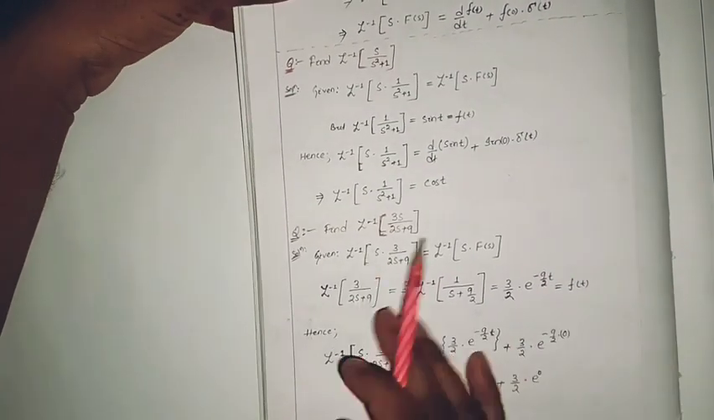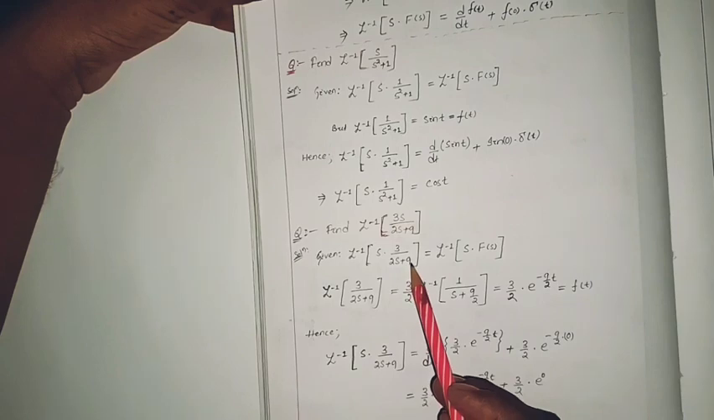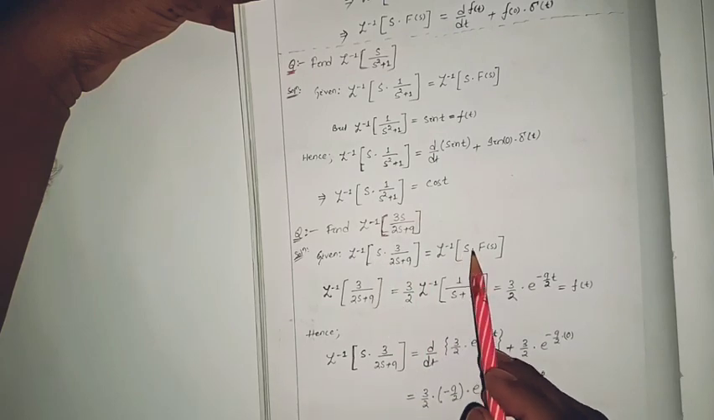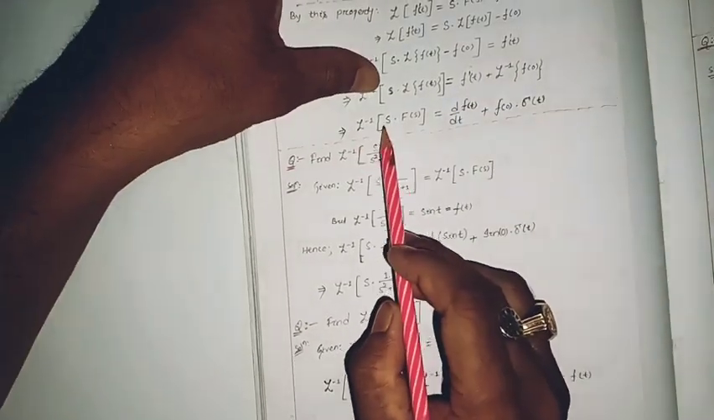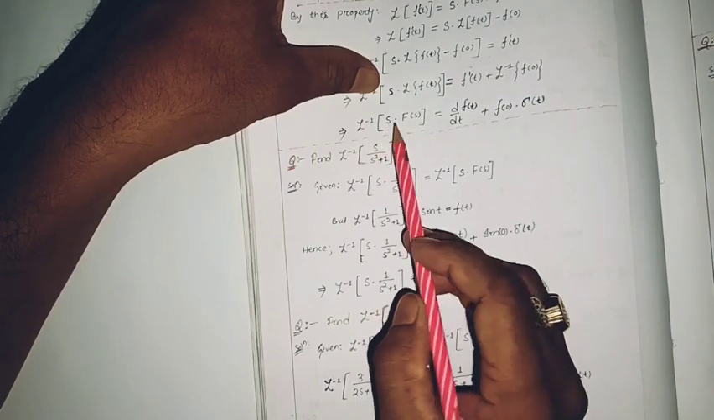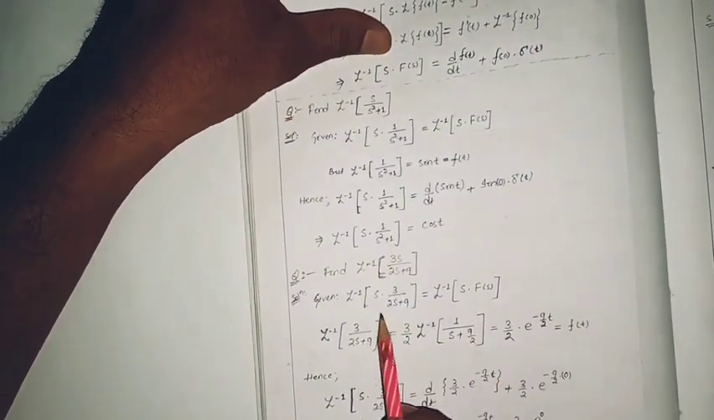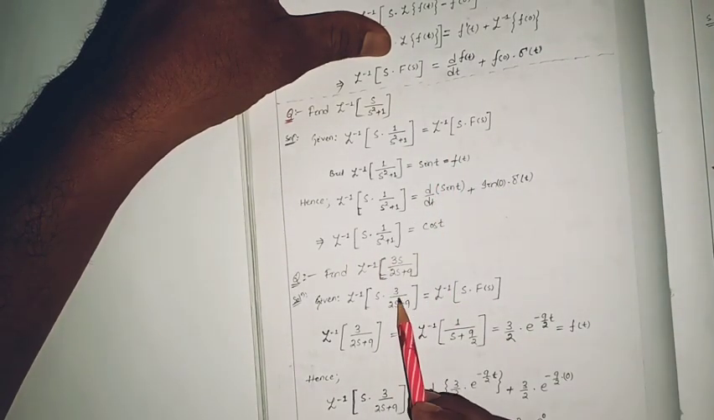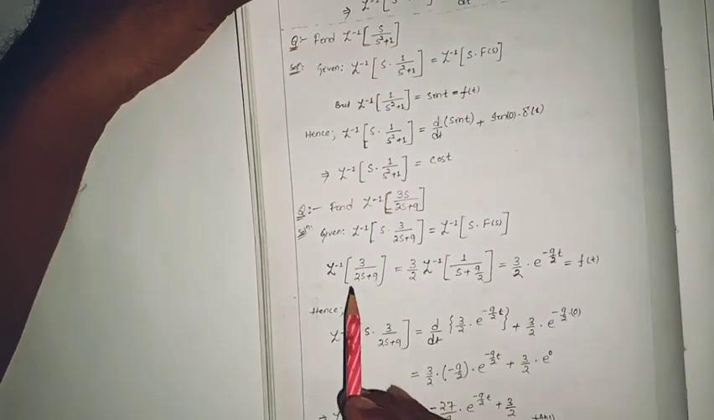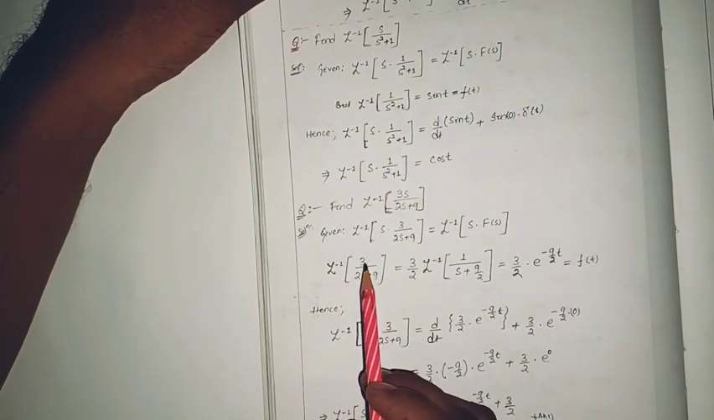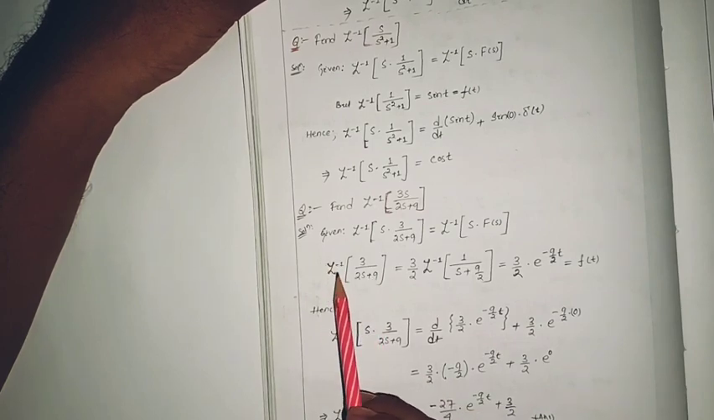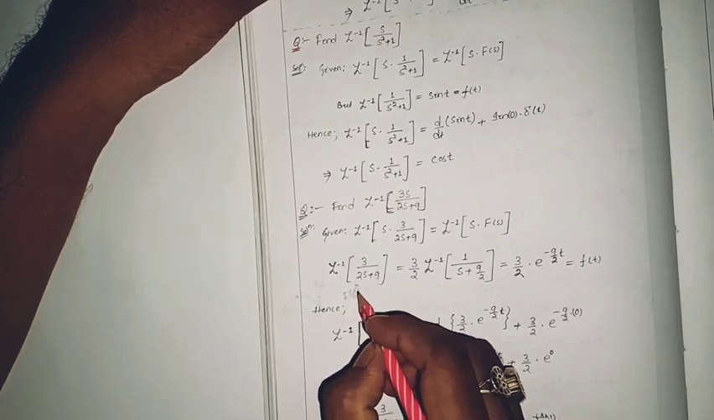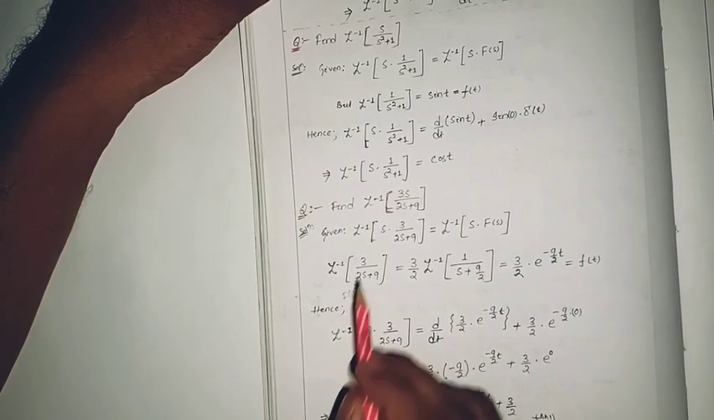So how can we write it? First, s into 3 by 2s plus 9. So this is your capital F of s into s. If I compare this with this, here s is s, here F of s is your 3 by 2s plus 9, right? Now, what will be the inverse Laplace transform of F of s? So first we have to find out the inverse Laplace transform of this capital F of s.